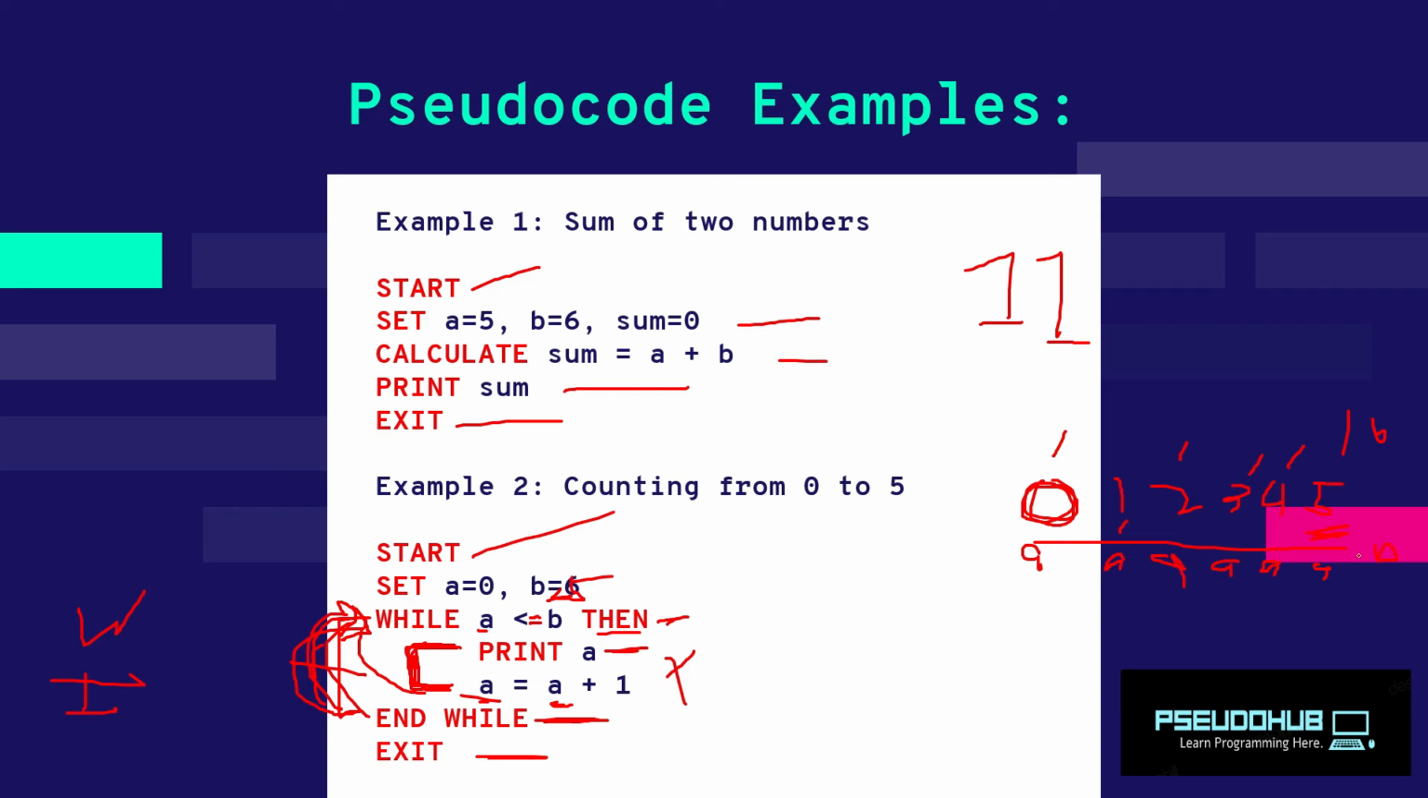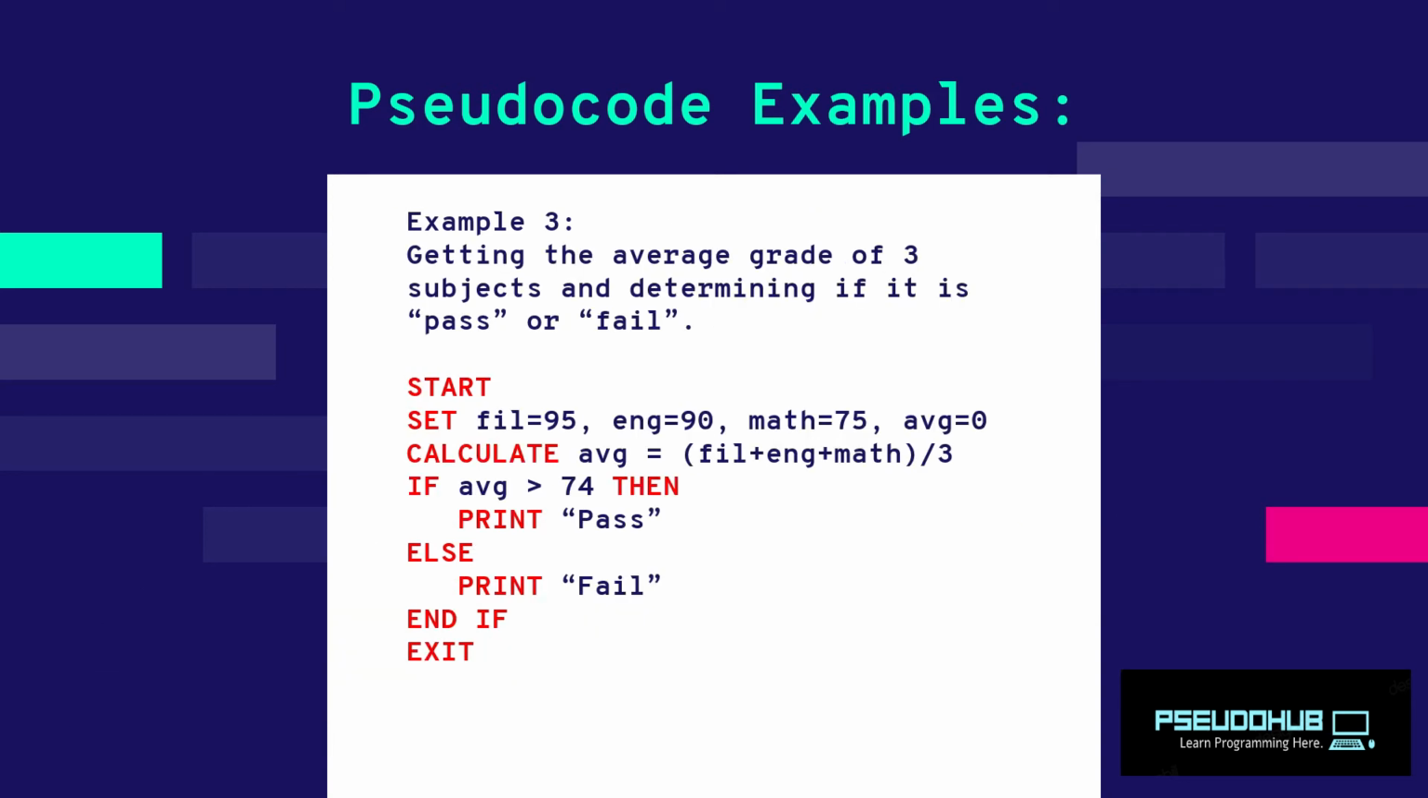So, that's an example of how to implement pseudocoding using a looping structure. Now, let's have an example of using conditionals. So we have a problem getting the average grade of 3 subjects and determining if it is pass or fail. Meaning, kuha na ta ang average grade.